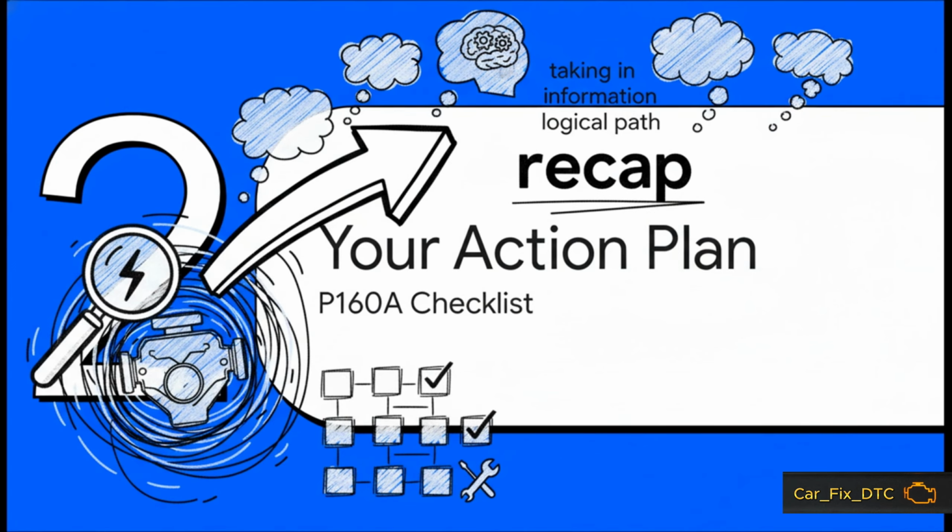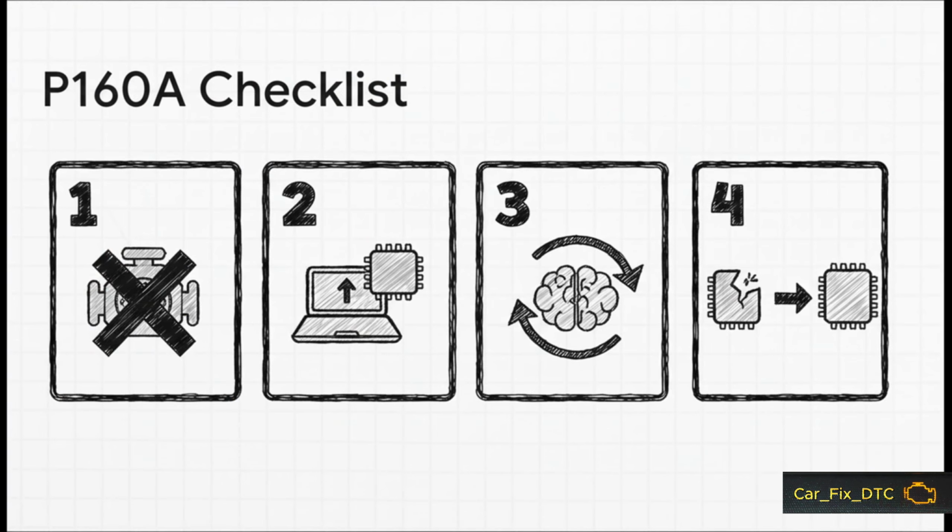So I know that was a lot to take in, but it all follows a pretty clear logical path, right? Let's take a second to recap everything we just covered and turn it into a simple, straightforward action plan that you can actually follow. Okay, let's put it all together in one final checklist. Step 1, start with the easiest thing. Check for and remove any aftermarket performance parts.